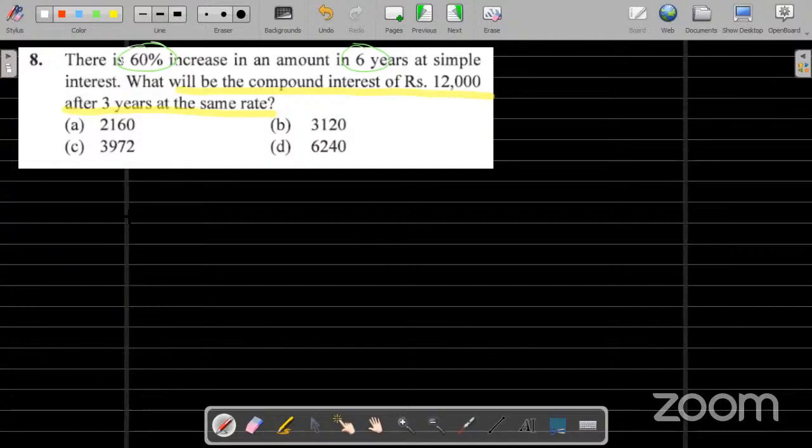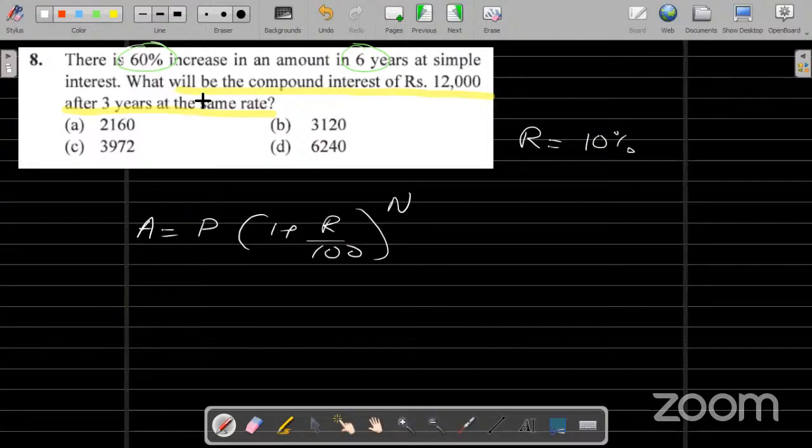In case of compound interest, the formula is A equals P into 1 plus R by 100, the whole raised to N, where P is the principal amount, R is the rate of interest in percentage, and N is the number of years. Here we have calculated R equals 10%. In compound interest also, the rate of interest is the same, which is given in the question, at the same rate. So the rate of compound interest also is 10%.